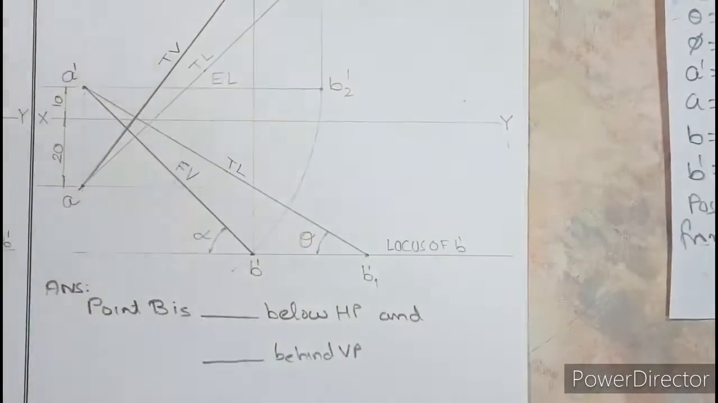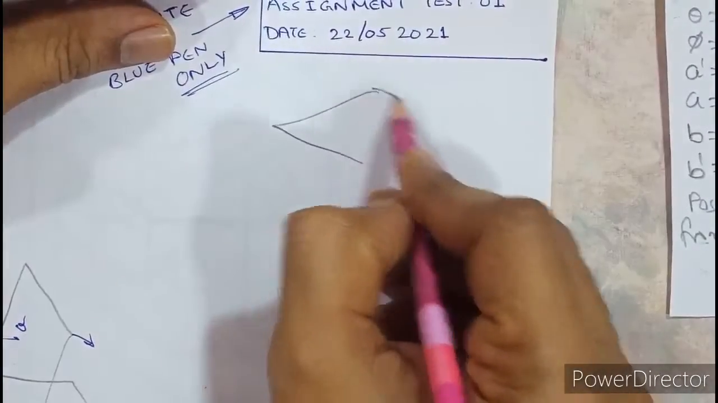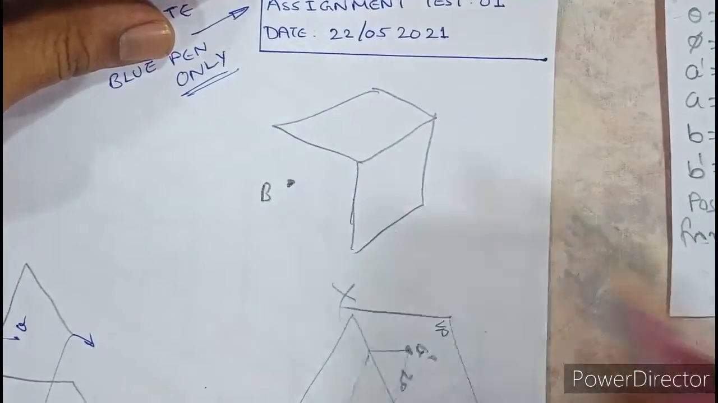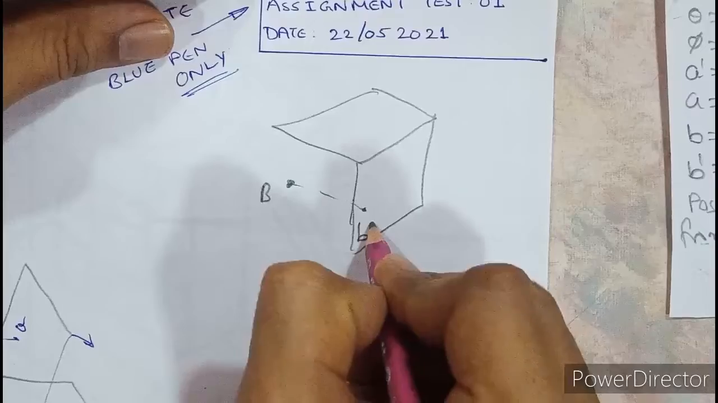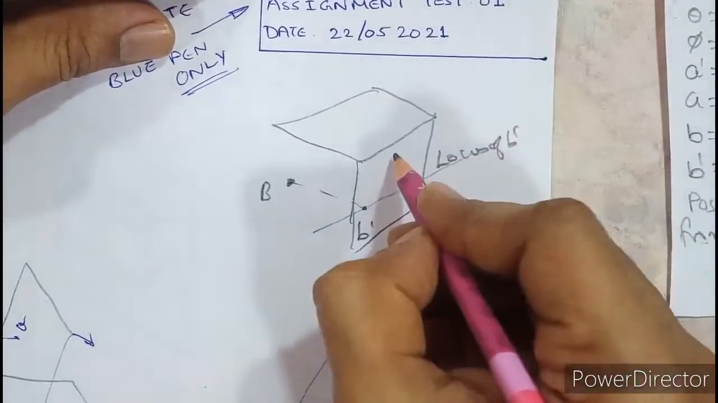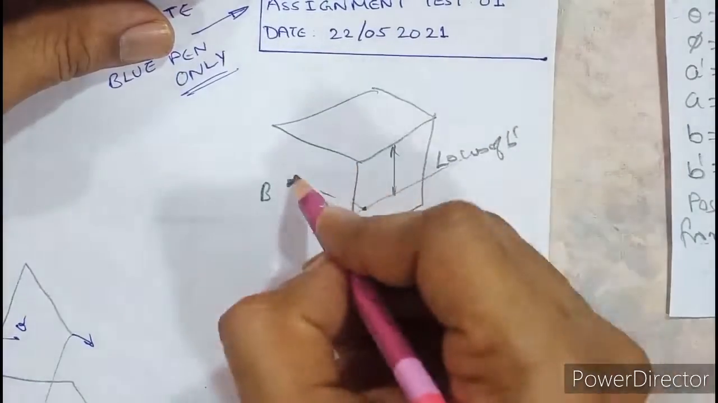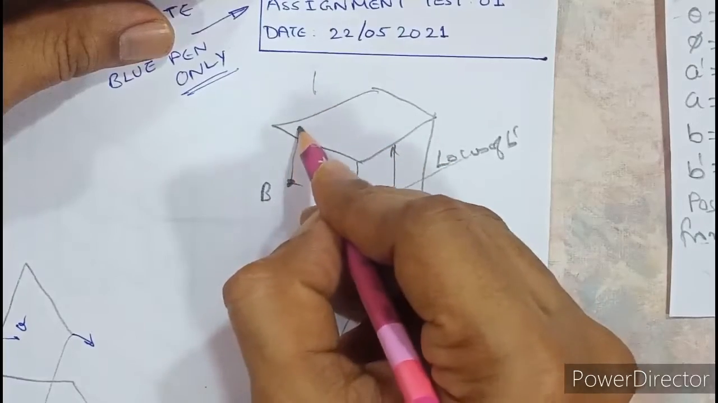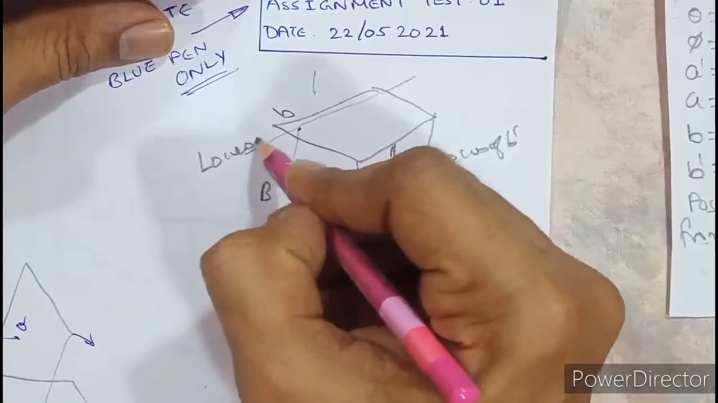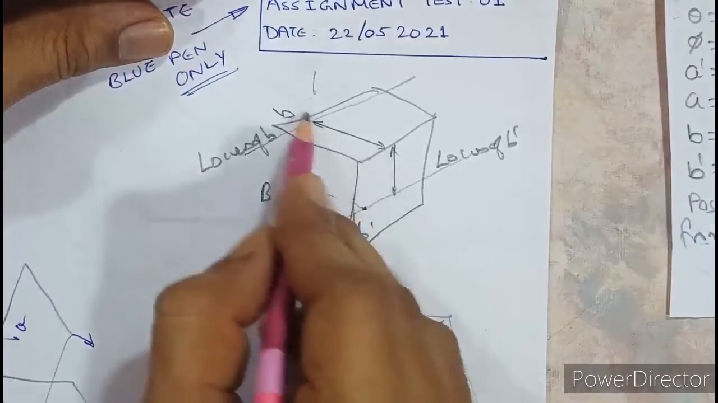Okay, so for that you need to understand the diagram. If you look at the third quadrant alone, let me draw the third quadrant alone. So this is the third quadrant. Point B is here. So front view, this is B dash. And this is nothing but locus of B dash. So if you can measure locus of B dash from XY, you will get how much it is below HP. Similarly, when you look in the top view, the projection of B falls here, called B, and this is nothing but locus of B. If you measure this distance from XY, this is called behind VP.